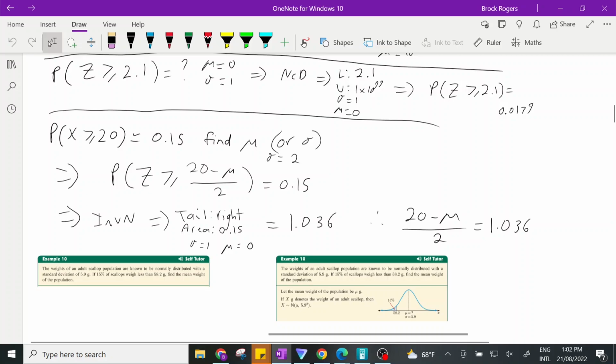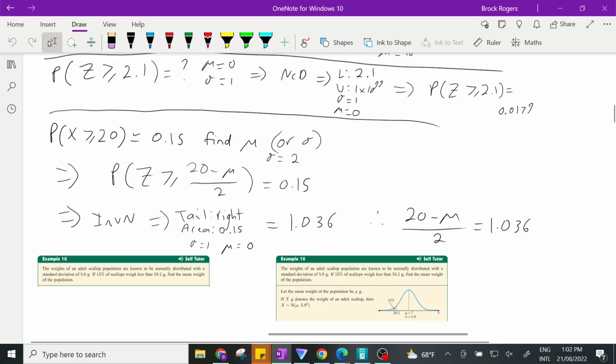You are given a probability. You would chuck all of that in the calculator. So this inequality would suggest that the z-score is above, i.e. the tail needs to be to the right. The probability is the area under the curve. We are using a z-score, so the standard deviation is 1, mean is 0, and that gives you an output. So that gives you this 1.036.